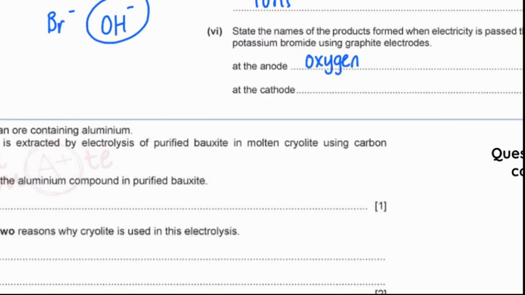And at the cathode, we've got potassium battling it out with hydrogen ions. Remember, the hydrogen ions come from the water as well. Well, the rule is that the least reactive will form, and using our reactivity series, we know that hydrogen is the least reactive, so we will get hydrogen gas.